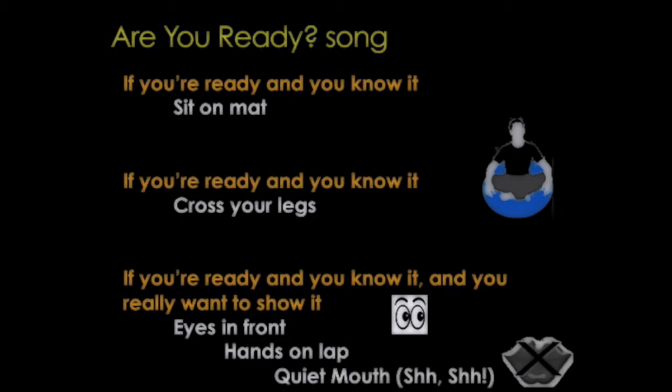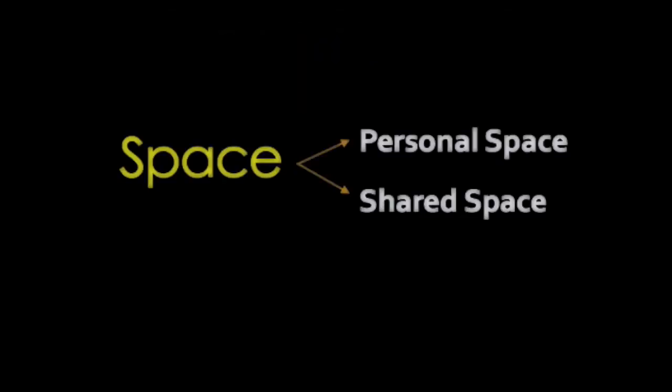Shh, shh. What are we learning today for Music and Movement Group Learning? Two things. We're learning about space and stage layout. First is space. There are two kinds of space. First, personal space, and the second is shared space.